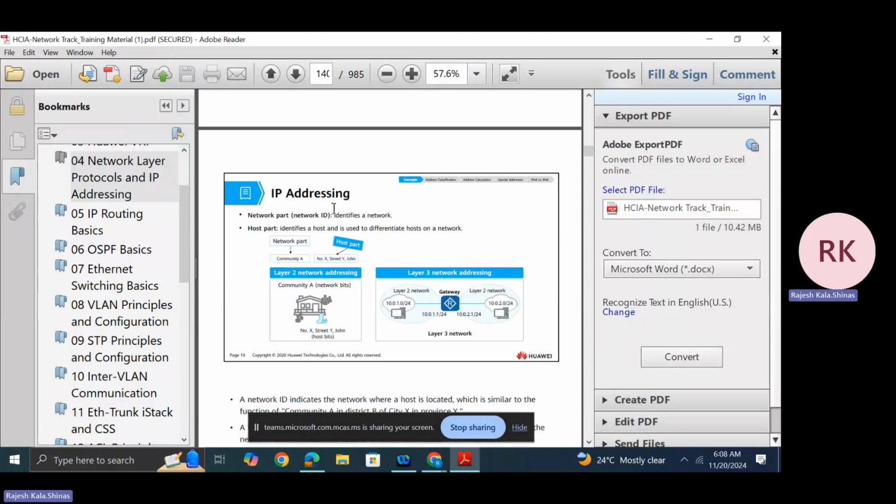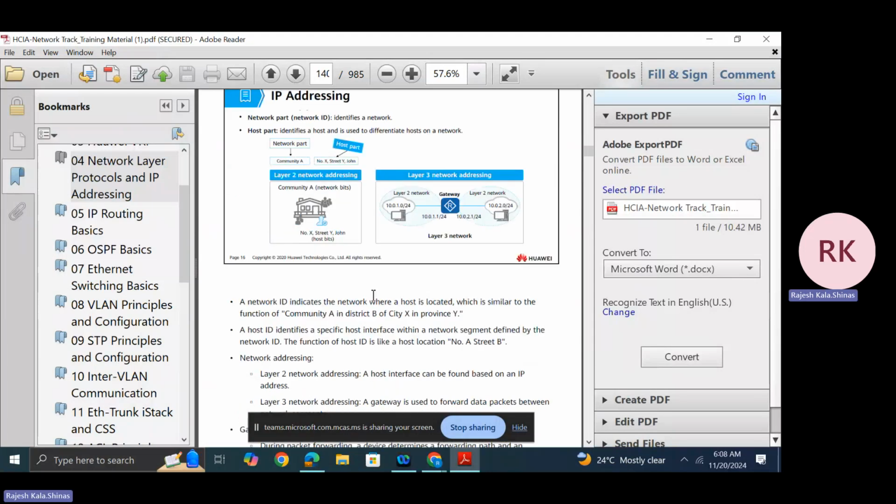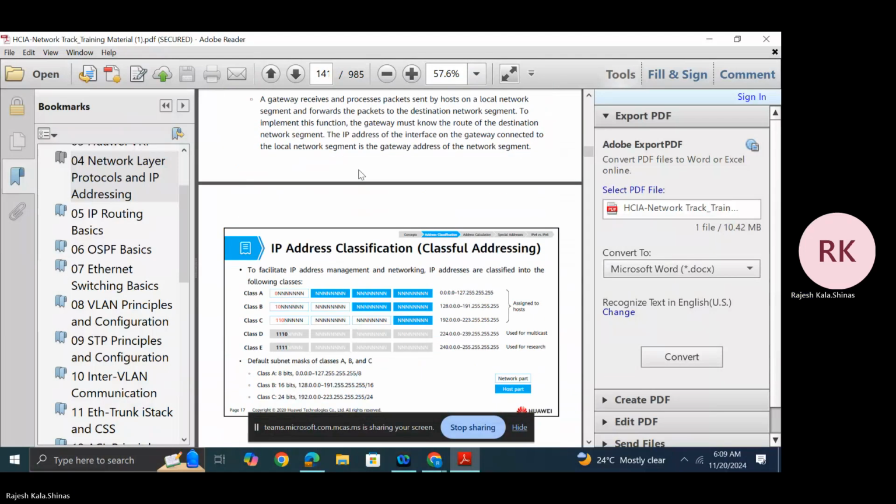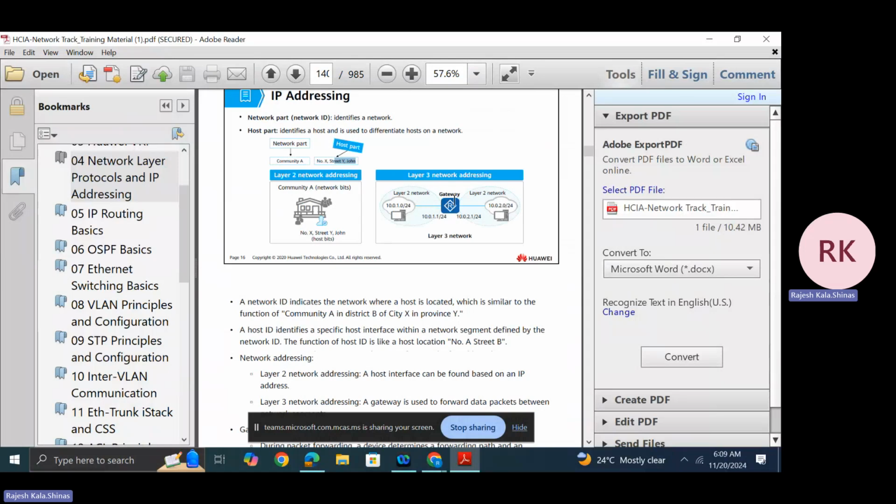Then how does IP addressing work? Again, identifying the network part and host part: the host part is unique, the network part is common. For example, community A is the network part. In that, number X, street Y, John. This is specific to John, his address, but we need the network part also. He is living in this house in community A. This is the host part, this is the network part. In this community many people are living, so everyone will have a different IP. The gateway is the one which forwards your packet towards the next network. Every network has a gateway, which connects your machine to another network.